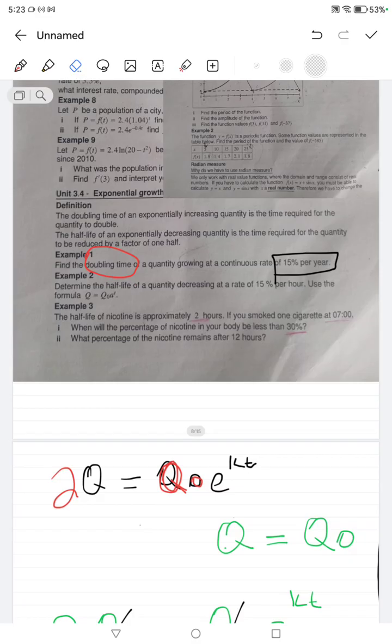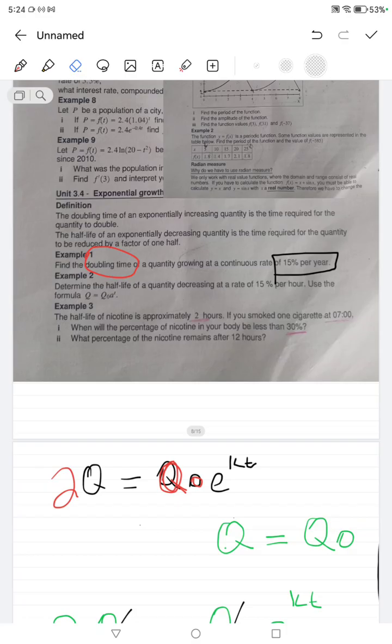Then they're saying determine the half-life of a quantity decreasing at the rate of 15% per hour. You see, so now they're talking about per hour. Oh, that other one was per year. Sorry for that. They did mention that it was per year. This one, it's per hour. So that one was per year.